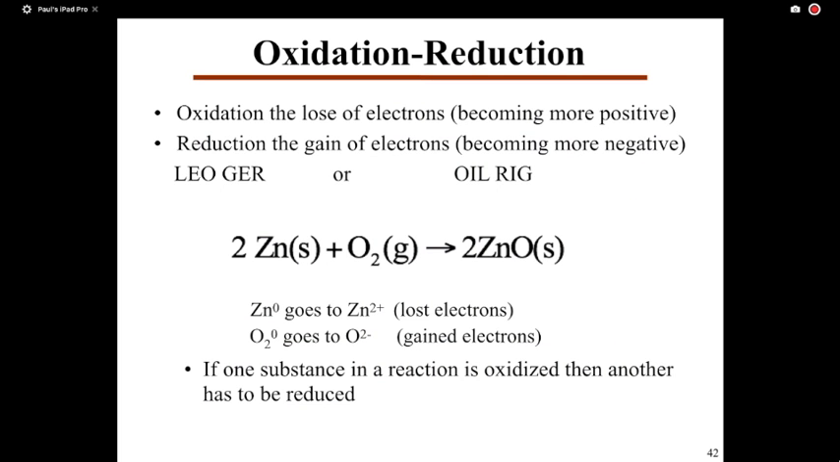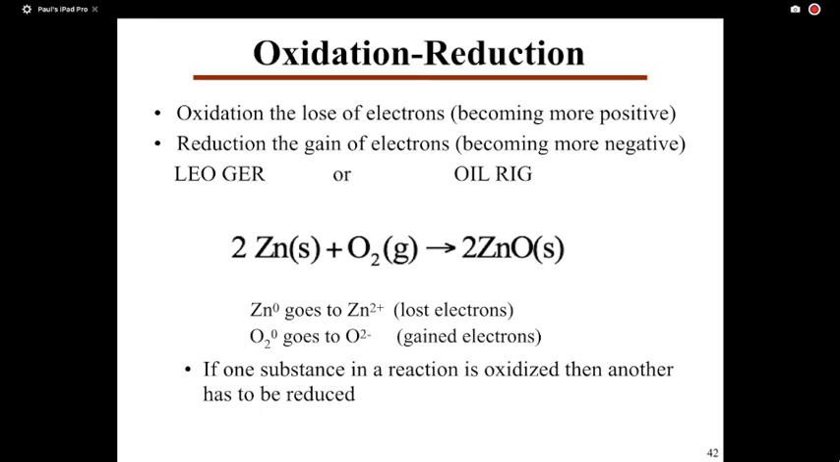Remember oxidation reduction, the simple definitions. Oxidation, I lose electrons. If you lose negative, you become positive. Reduction, the gain of electrons. I add negative charges, the overall becomes more negative. You can remember this by LEO says GER or OIL RIG. LEO GER is loss of electrons is oxidation, gain of electrons is reduction. Or oxidation is loss, reduction is gain. Okay, so that's just a little mnemonic to help you remember what oxidation and what reduction is.